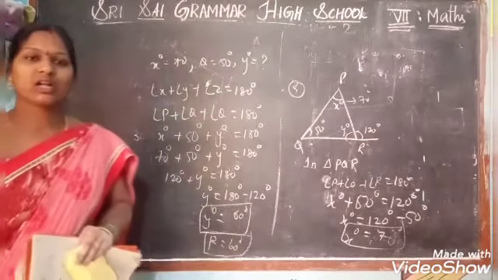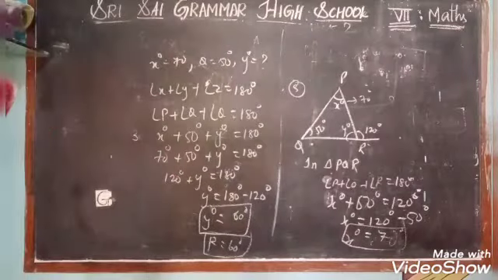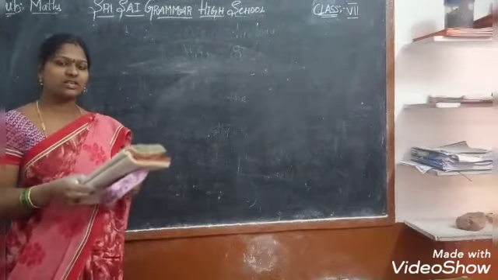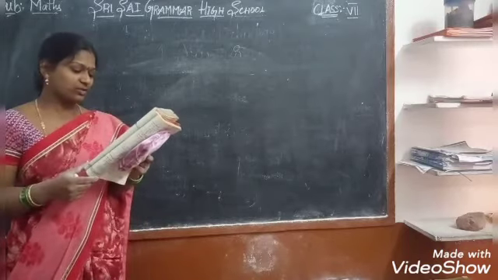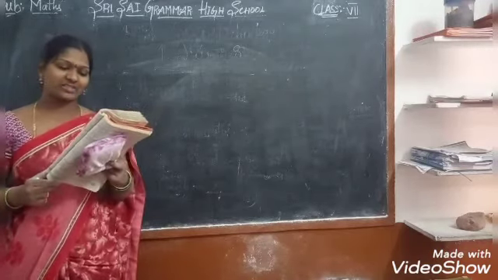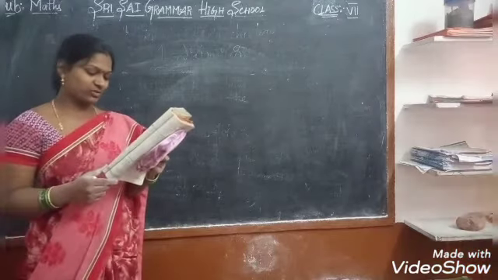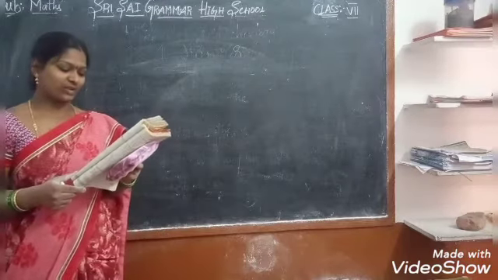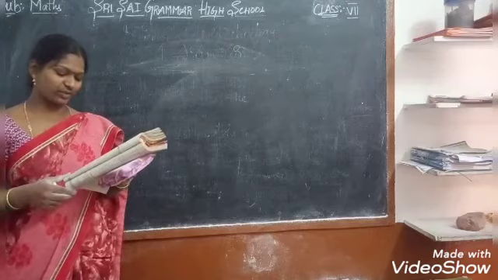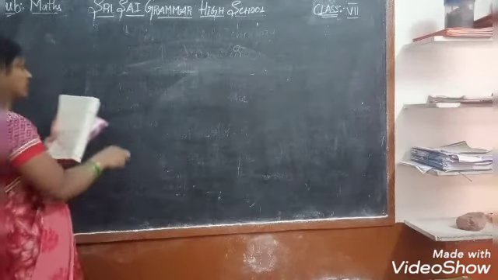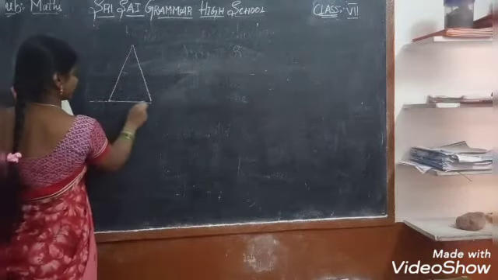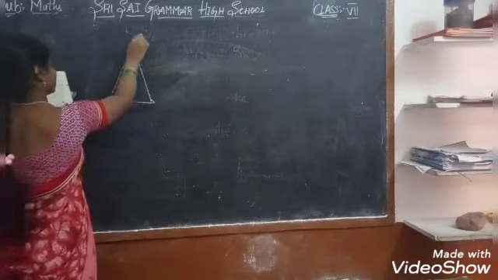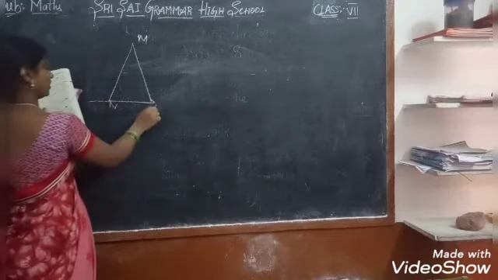Understood? Now, children, till now we have completed the first one. In this we were finding the values of x and y. In the same way we are going to do the third one. In this they have given a triangle with an extended line, M N A.